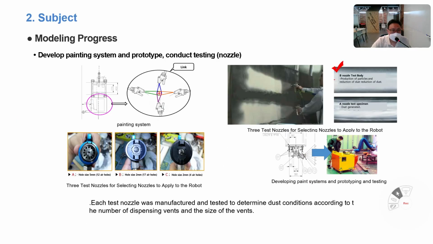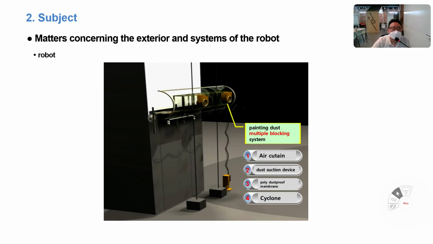This picture, development of painting system and prototype, conduct testing, nozzle. Painting system, the 3 test nozzles for selection, nozzle 2 applied to the robot. Right picture is 3 test nozzles for selection, nozzle 2 applied to the robot, and developing painting system and prototyping and testing. This picture shows the exterior and system of the robot.